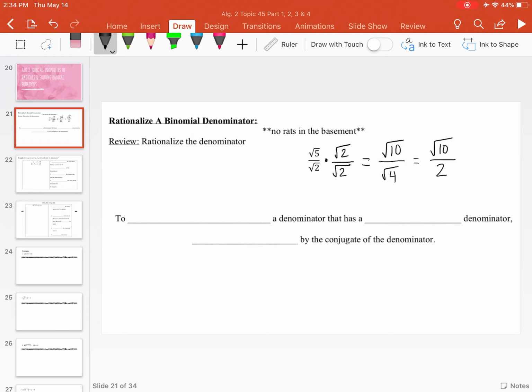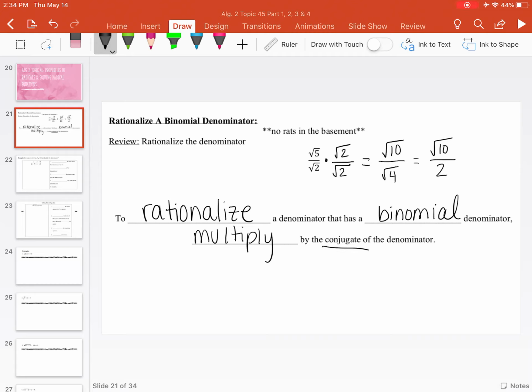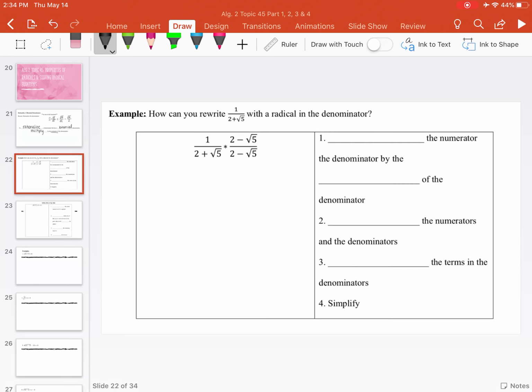So moving on to rationalize a denominator that has a binomial in the denominator, what we need to do is multiply by the conjugate of the denominator. Now we were introduced to conjugates dealing with complex numbers, so imaginary numbers. Let's try an example. How do we rewrite 1 divided by 2 plus root 5, which has a radical in its denominator, the root 5?